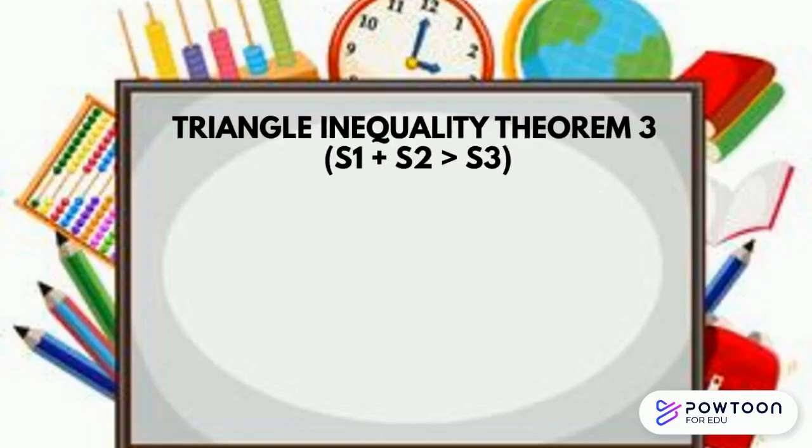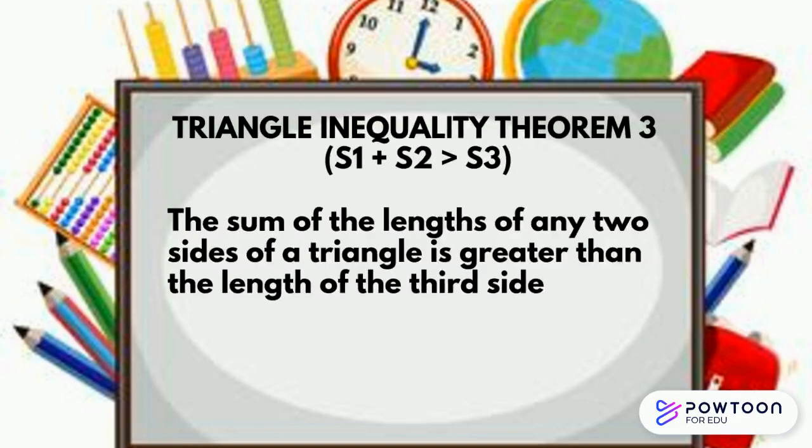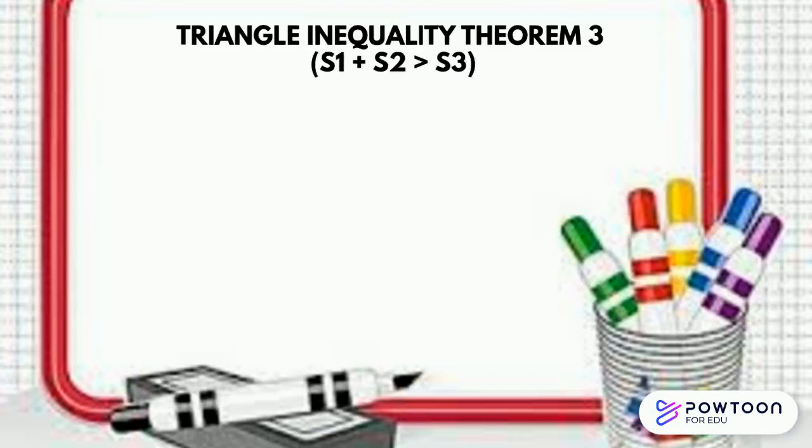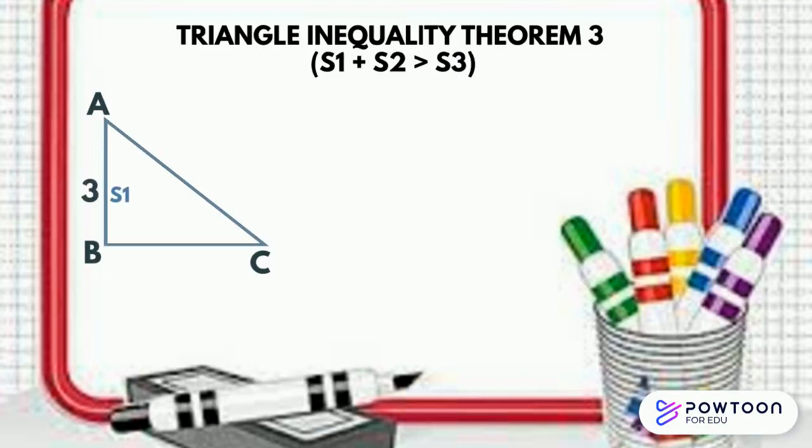Let's talk about triangle inequality theorem number 3, which says the sum of the lengths of any two sides of a triangle is greater than the length of the third side. Example, let us say we have triangle ABC. Let side AB be the side 1, which measures 3. Let side BC be the side 2, which measures 4. And let AC be the side 3, which measures 5.